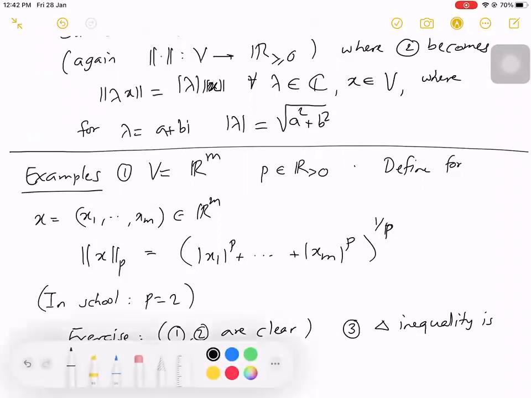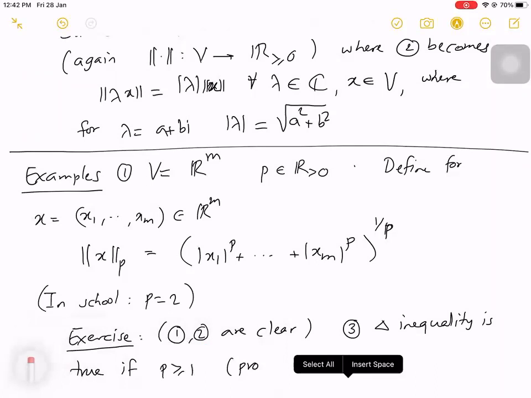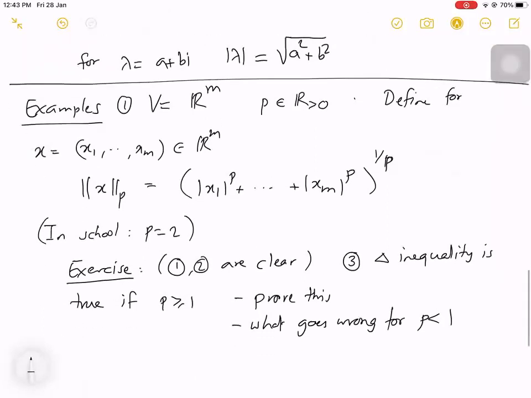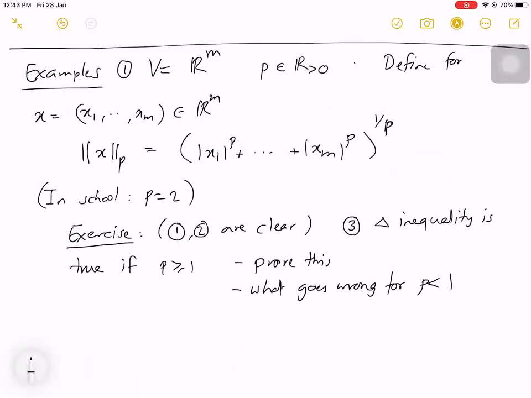So, interesting cases. Let me just say, prove this. What goes wrong for p less than 1? But here, I'll do something and then you.